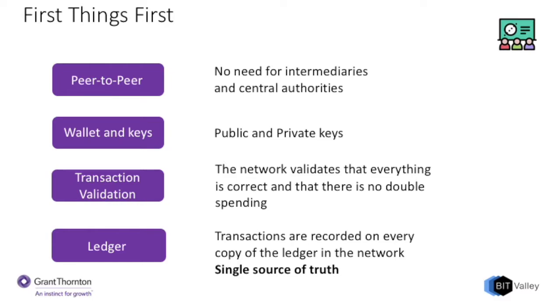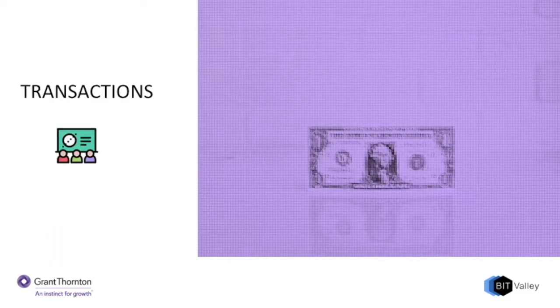Transaction validation. Because blockchain is a peer-to-peer network, each peer validates that everything is correct and that there is no double spending. Ledger is the single source of truth. Transactions are recorded on every peer in the network, which stores the ledger and updates it in real time. And that's it. Easy peasy, right? Now let's talk about transactions.